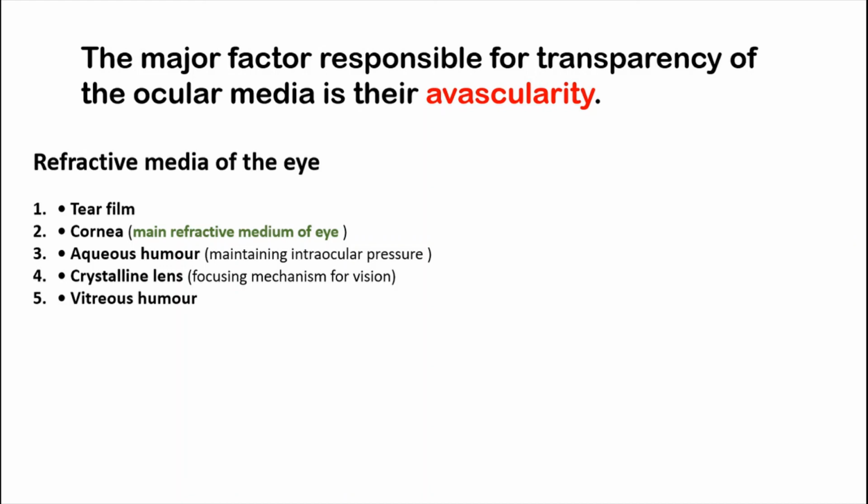And if someone asks you what the refractive media of the eye are, these are the things you should know. The tear film, that is your tears. Then comes your cornea. Cornea is the main refractive medium of the eye. Then comes your aqueous humor, which helps in maintaining intraocular pressure. Then comes your crystalline lens. The lens also helps in the focusing mechanism. And lastly is your vitreous humor, which performs phagocytosis. So this was all about the physiology of the eye.